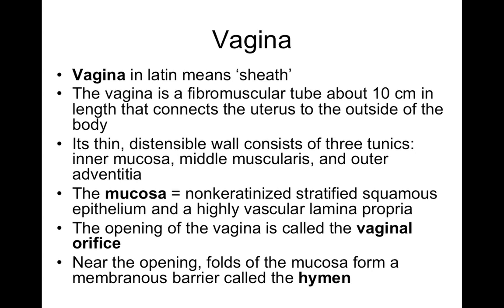Now, the opening of the vagina is the vaginal orifice, and in children or prior to sexual encounters, the vaginal orifice can sometimes be covered with a hymen, which can be either complete or incomplete. And it's essentially just a thin layer of tissue that covers that vaginal orifice.